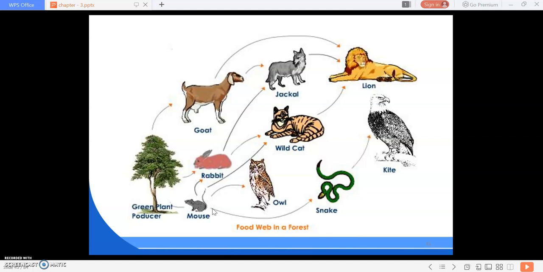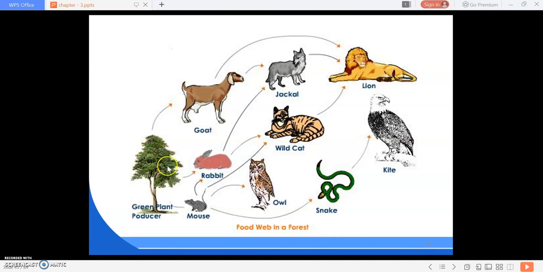In this food web we can see that green plants, the producers, are eaten by the goats, and goats are directly eaten by the lion. Goat is also eaten by the jackal. So this is a food web.